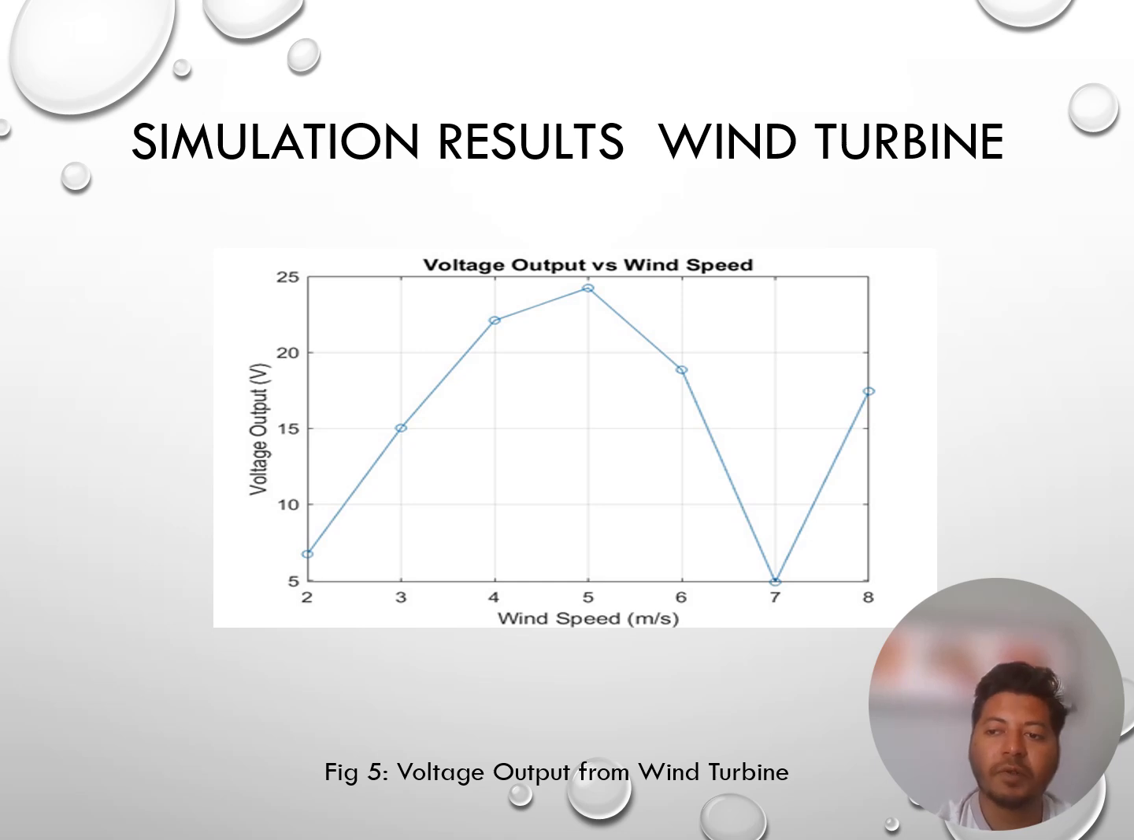Voltage output decreases consistently at lower wind speeds, highlighting the importance of optimal wind speed for efficient energy.